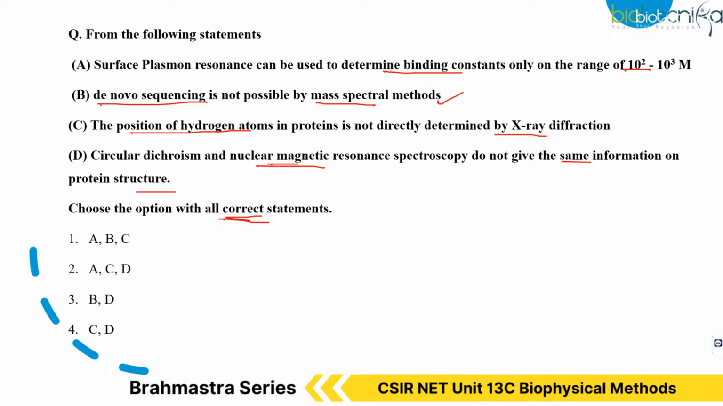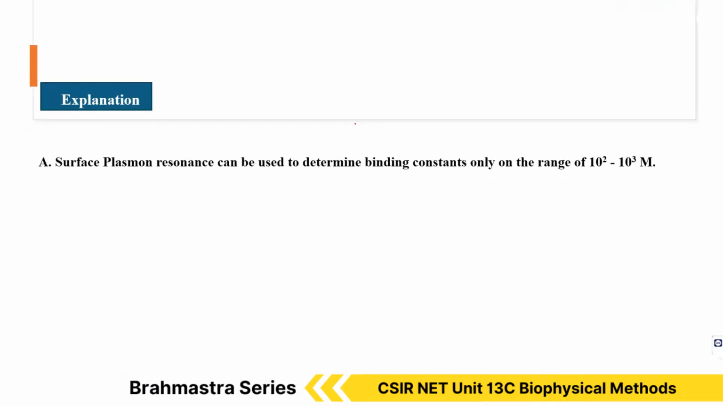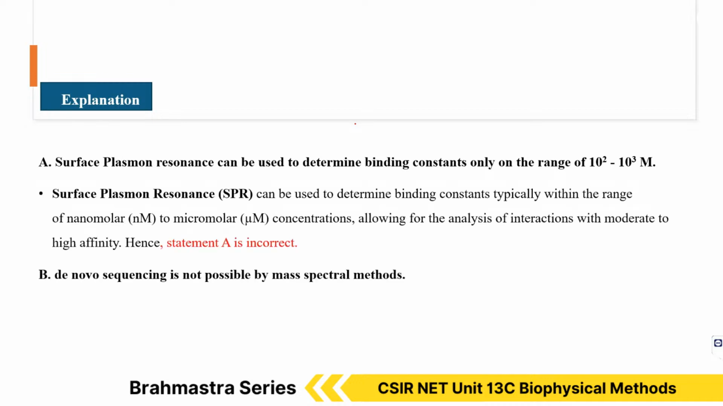So let's go through each statement one by one. Surface plasmon resonance can be used to determine binding constant only on this range. So no, this is incorrect. From micromolar to nanomolar range, it can be used. So that is why statement A is incorrect. Nanomolar to micromolar concentrations, we can use it.